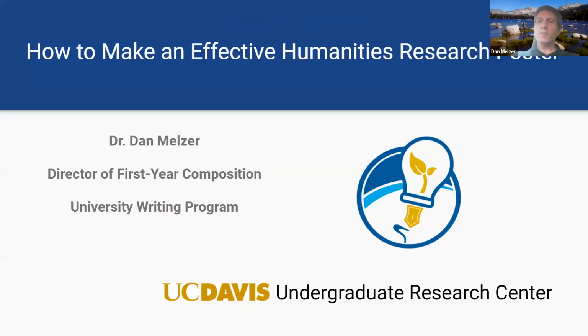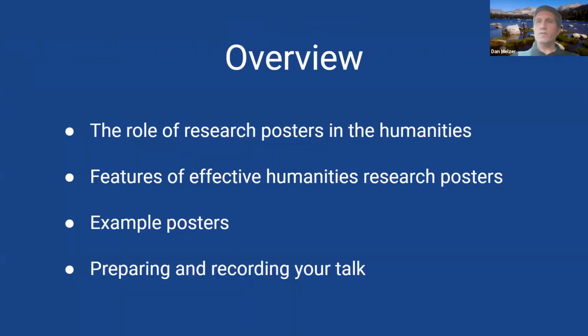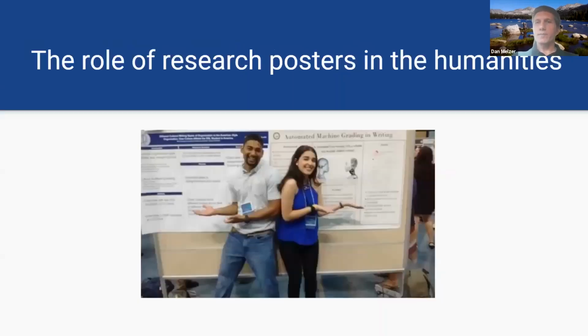And in this video, I'm going to talk about how to make an effective humanities research poster. First, I'm going to give you an overview of the video. I'll start by talking a little bit about the role of research posters in the humanities. Then I'll discuss some features of effective humanities research posters. We'll look at 3 example posters, and I'll talk about preparing and recording your talk.